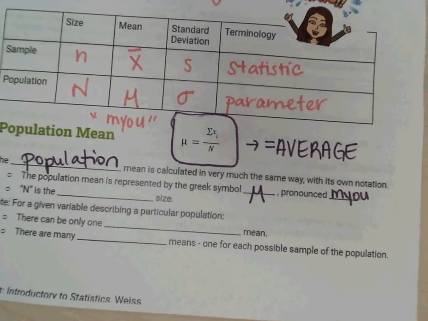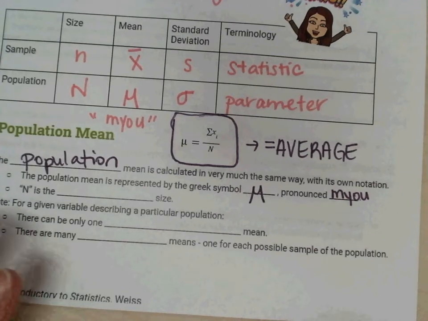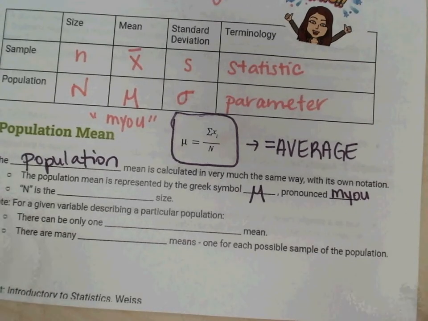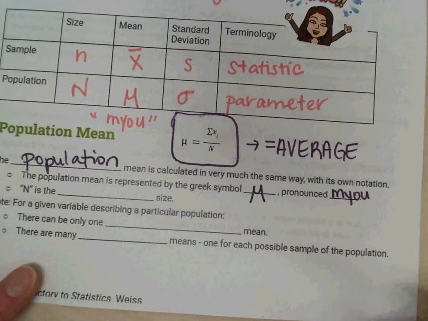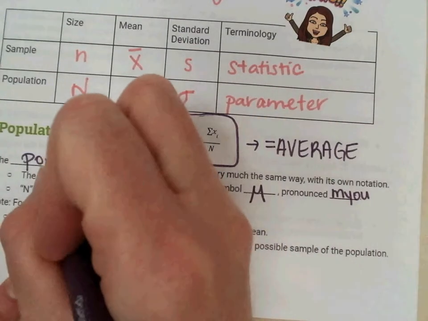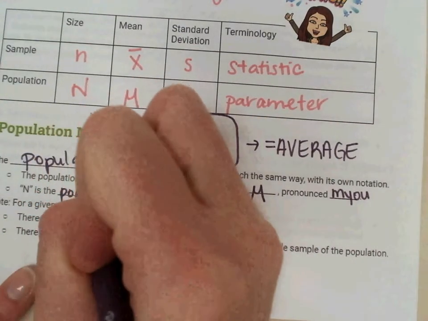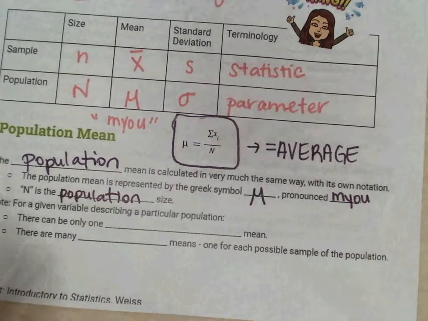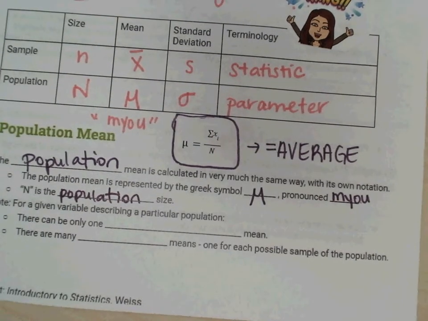Just write mu and then in parentheses, like the Pokemon. So people keep telling me, yeah. N is the population size, just like we wrote in chart form above.